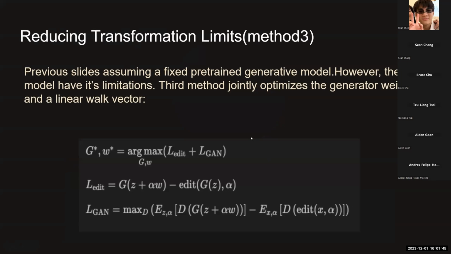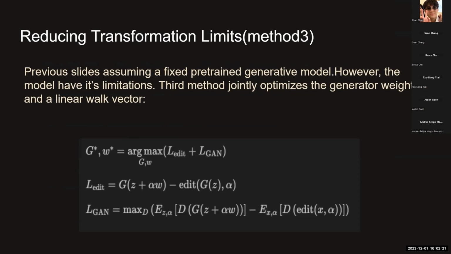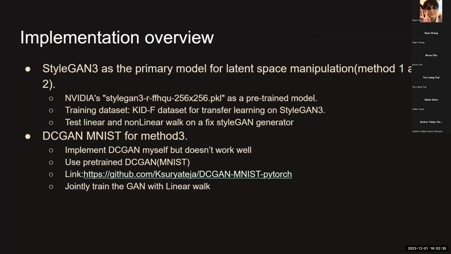So the previous slides assume a fixed pre-trained generator, but models have their limitations. If your GAN is trained on a biased dataset, it cannot produce some desired transformations. For example, if your dataset only consists of male faces and you ask it to transform a male face to a female face, it does not know what a female face looks like. So the third method is to jointly optimize the GAN with the walk function. However, it's very computationally heavy.